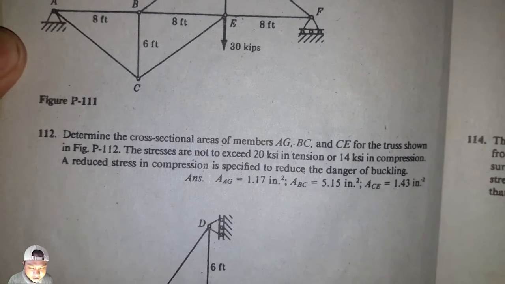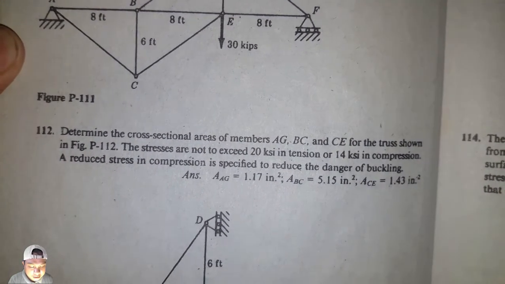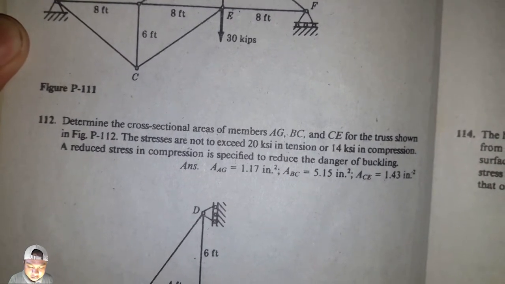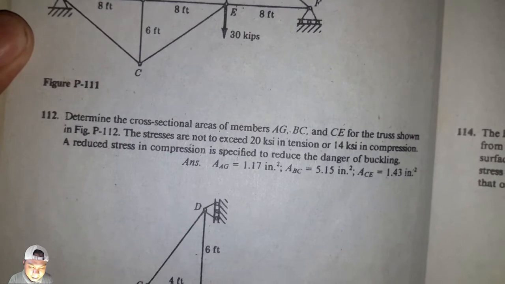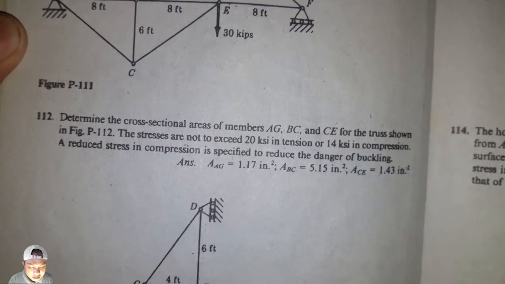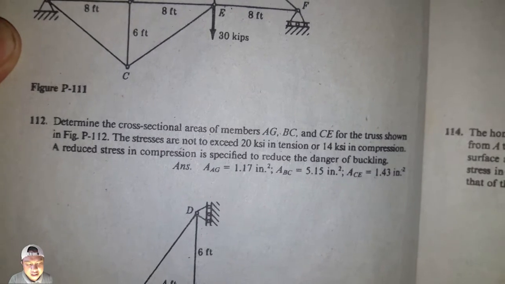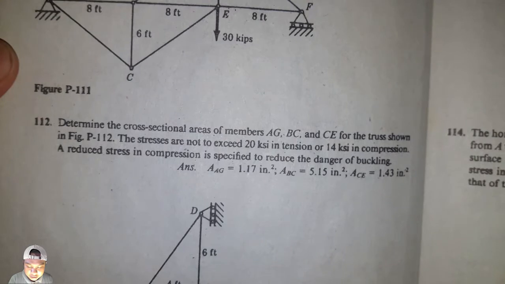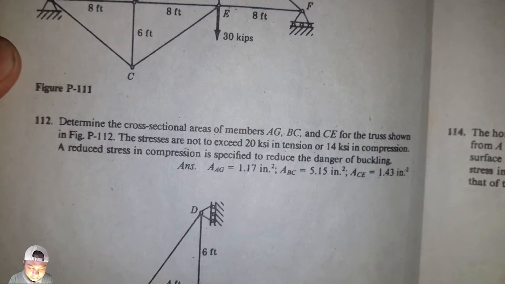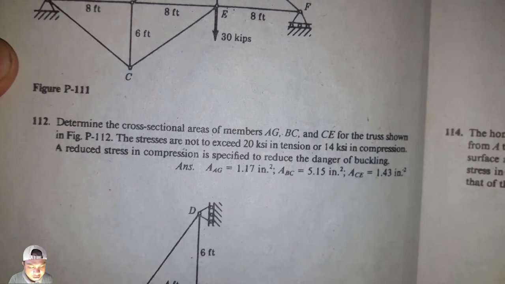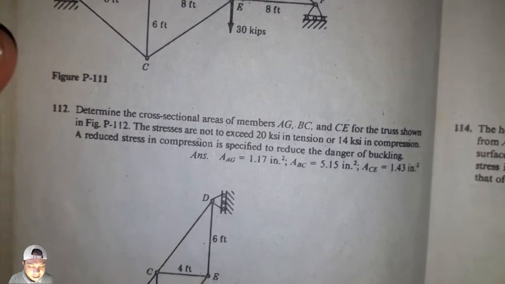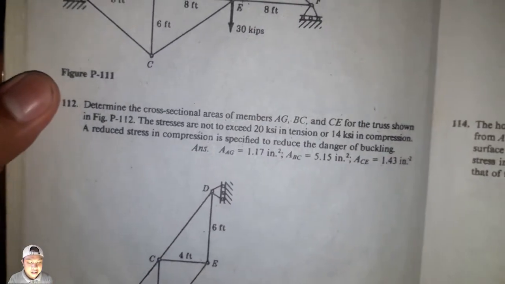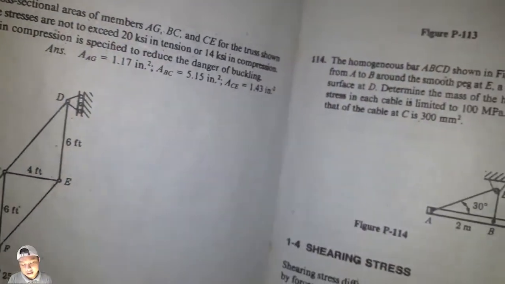Determine the cross-sectional areas of members AG, BC, and CE for the truss shown in figure 112. The stresses are not to exceed 20 KSI in tension or 14 KSI in compression. A reduced stress in compression is specified to reduce the danger of buckling. So meron tayong answers dito para ma-check natin kung tama yung magiging answer natin mamaya.